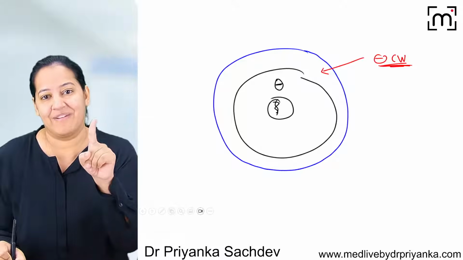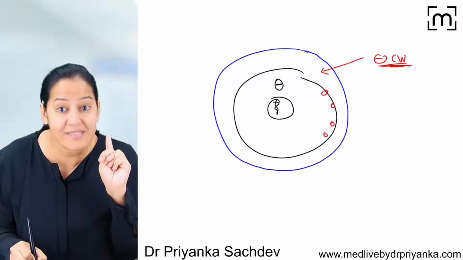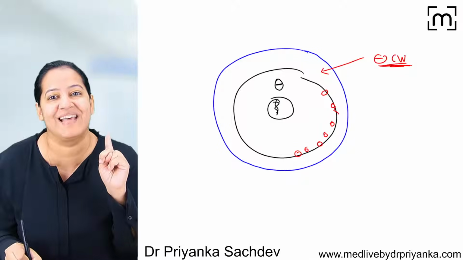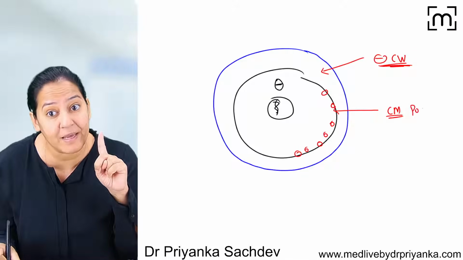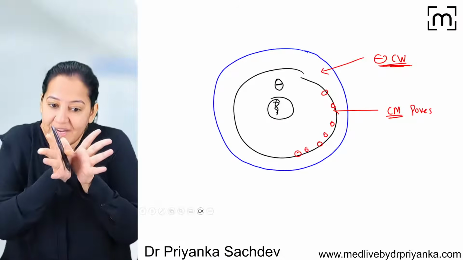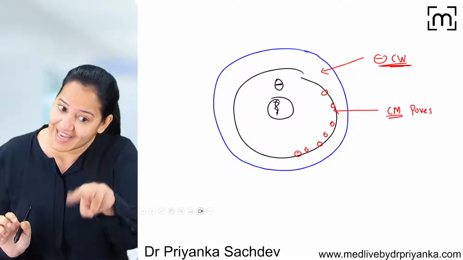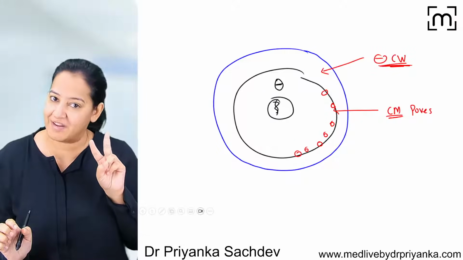The second category of the drug, they act on the cell membrane, not cell wall. They cause pores or holes in the cell membrane, so that the cytoplasm or the vitals will leak out and the bacteria will die. This is the second mechanism we can kill this bacteria.